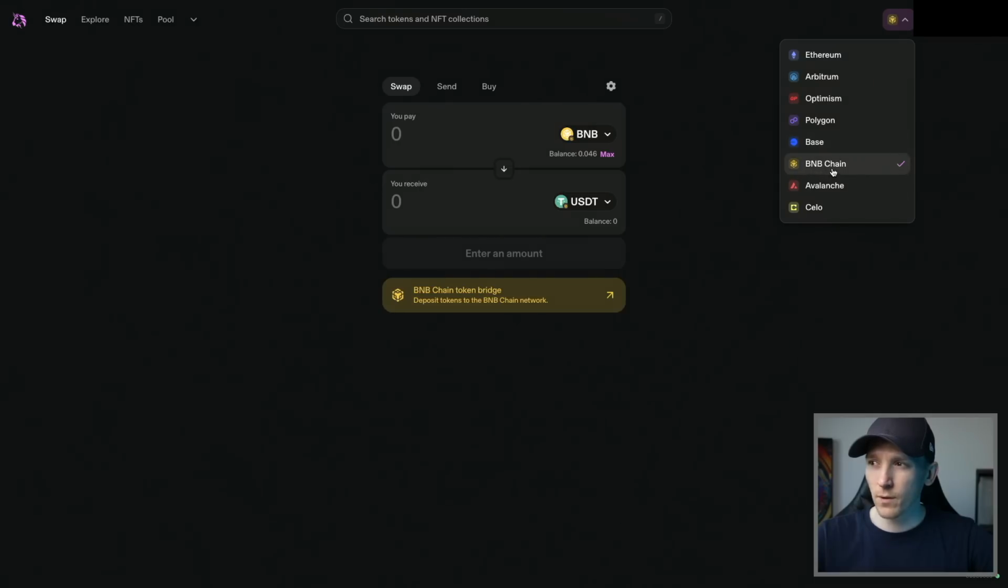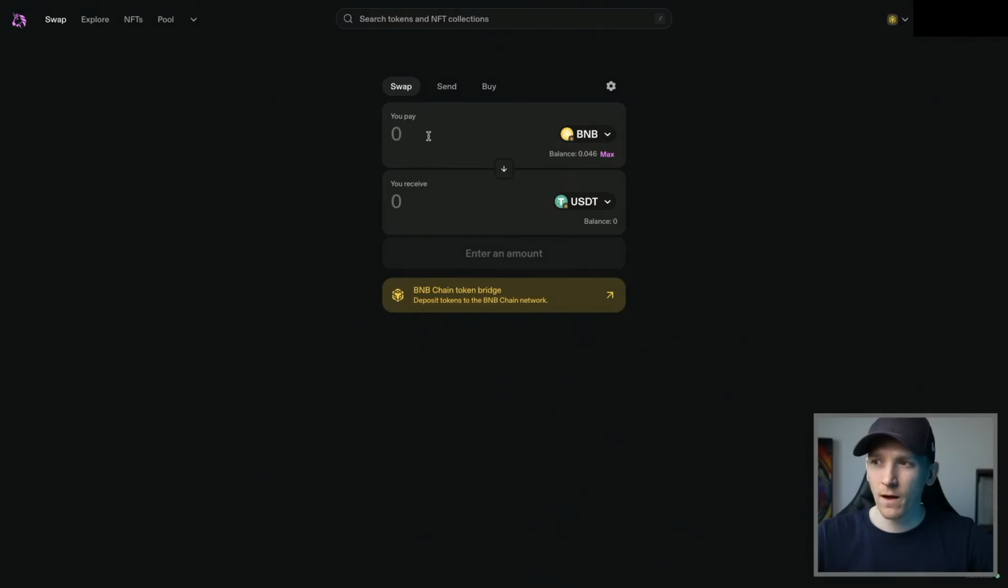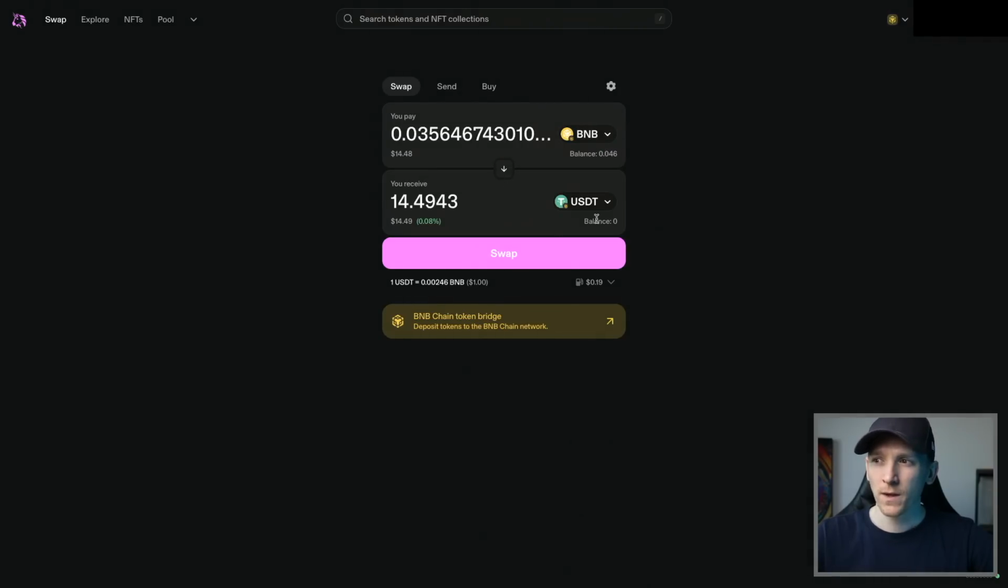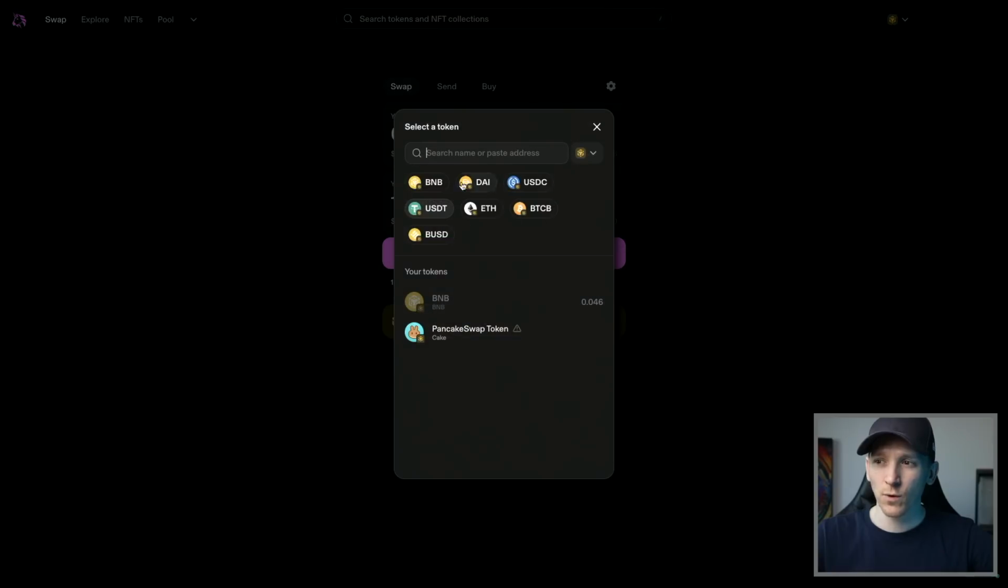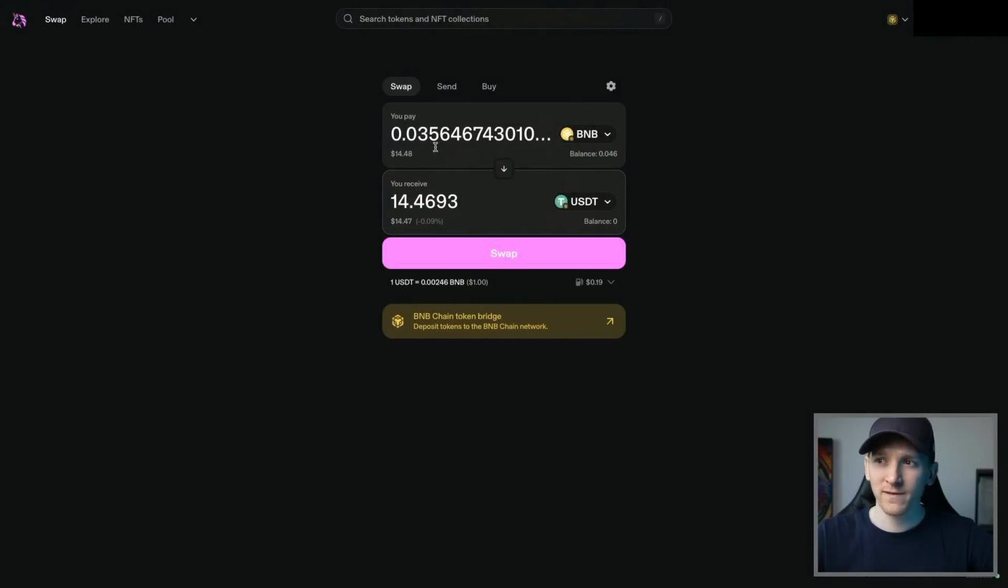So as an example, I'm on BNB chain, and if you have some assets in here, you can swap them. You can just go to the asset that you want to try and swap into, and it's going to tell you the exchange rate. Simple as that. You choose an amount that you want to swap, and then it's going to tell you this is how much of the other token that you get, and you can press swap.